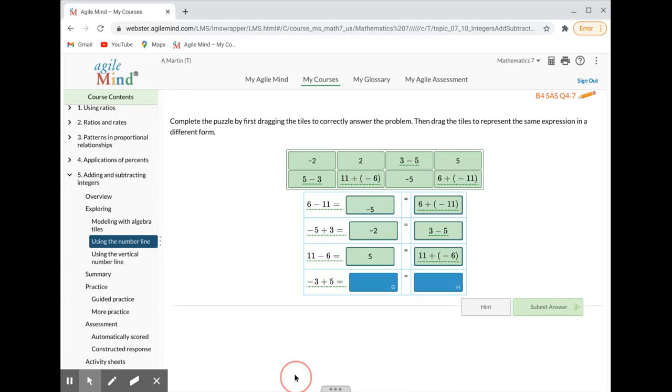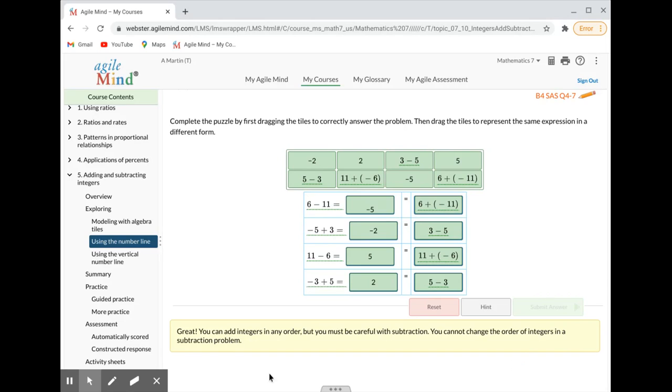All right, so looking at this, we got -3 plus 5. What's that going to be, Kalia? +2. Good. And what would we write for H? What else? 5 minus 3. Perfect. 5 minus 3. Or we could say 5 plus negative 3, right?